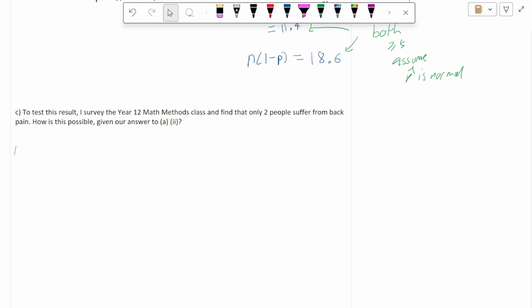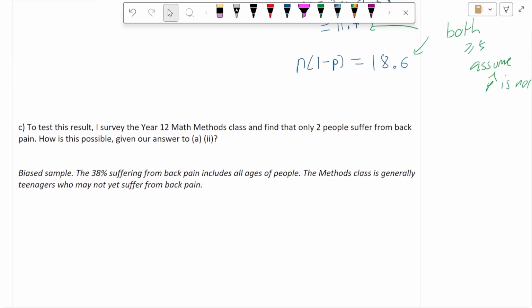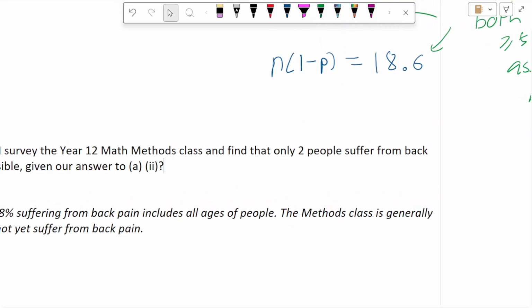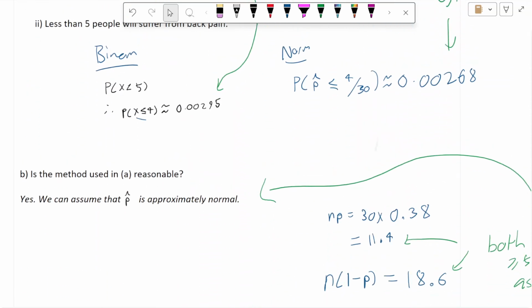Hopefully you did that. And the answer is we have a biased sample. The 38% suffering from back pain includes all ages of people. The methods class is generally teenagers who may not yet suffer from back pain. And I apologize if you're a teenager, you have all that to look forward to. It's quite wonderful. All right, so you just got to be careful of your sample, but in general, if you took a proper random sample of people and only 2 people suffered from back pain, based on our work, we'd assume that maybe something went wrong with your survey.